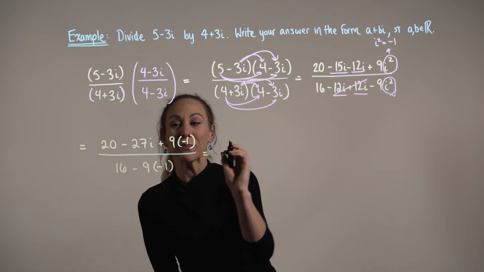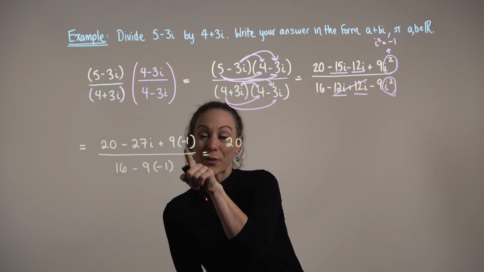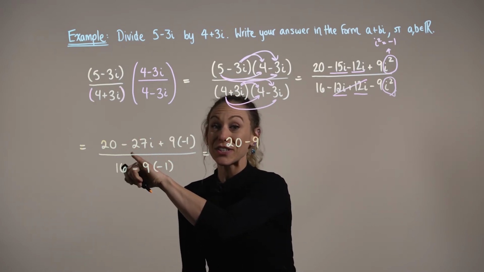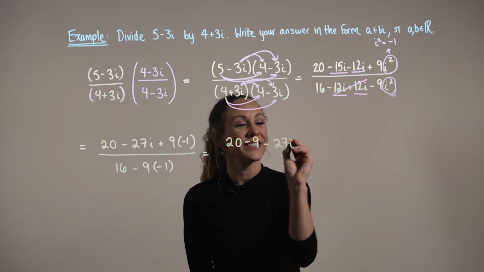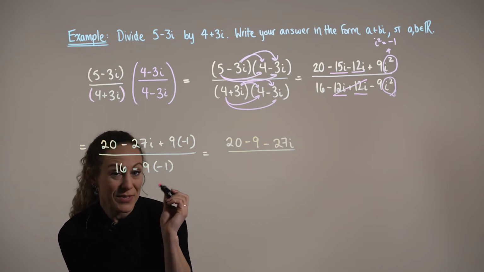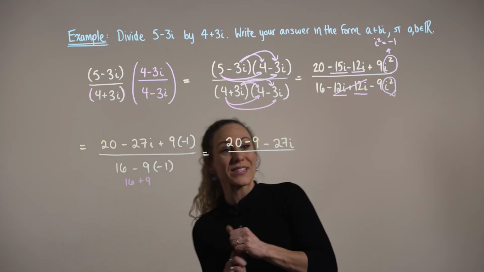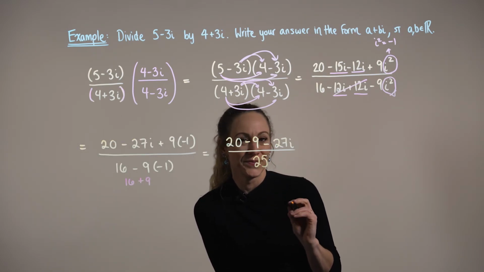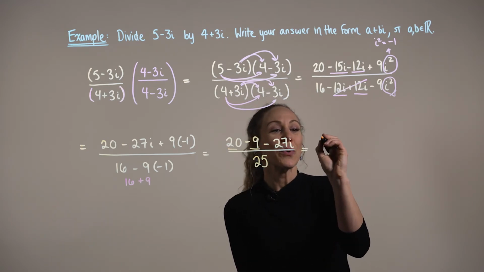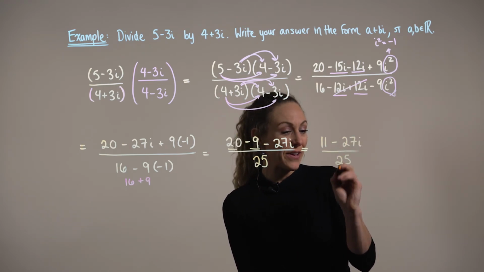So we can simplify a little bit further here. 20, I'm going to bring this 9 times -1, my constant term, over next to 20, since these are like terms. And then we're still going to subtract that 27i. And in the denominator, we can see we have -9 times -1. So this is going to become 16 plus 9, which combines up to 25. So last but not least, combining our two constant terms, we're left with 11 minus 27i, all divided by 25.